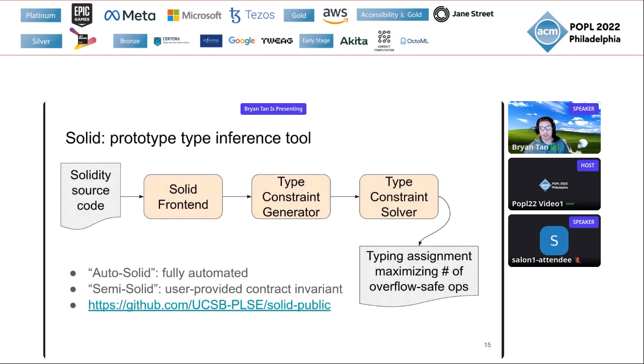Okay, so to test the type system in practice, we implemented a prototype type inference tool called Solid. The tool takes Solidity source code as input, and then it tries to find a typing assignment that maximizes the number of operations that can be proven overflow safe, under the assumption that a developer or tool will insert runtime checks when an operation cannot be proven overflow safe. Solid contains a fully automated mode called AutoSolid, as well as a semi-automated mode called SemiSolid. The only difference is that in SemiSolid, the user can manually specify the contract invariant.